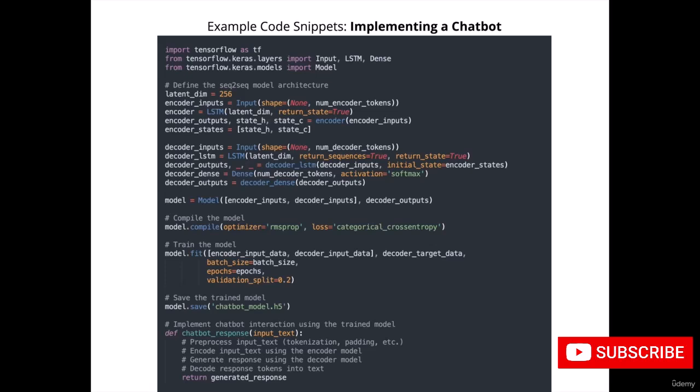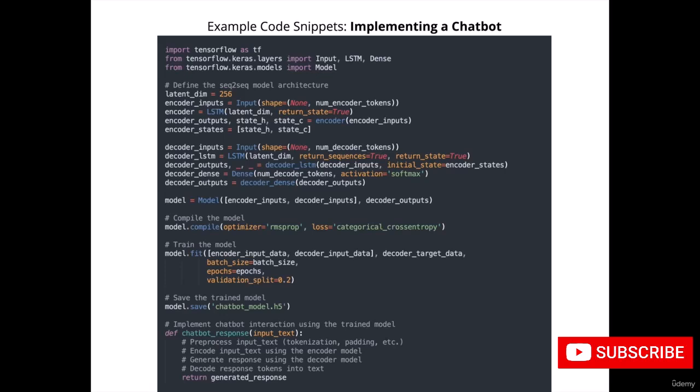Next, decoder_inputs. We get the input, again almost similar to the encoder where we call the Input function, but instead of encoder we give the decoder tokens. Then decoder LSTM, we call the LSTM function with latent_dim, return_sequences equal to True and return_state equal to True. Decoder_outputs, comma, underscore, underscore, we don't need these, so that's why these are underscores, equal to decoder_lstm, decoder_inputs, and initial_state equal to encoder_states.